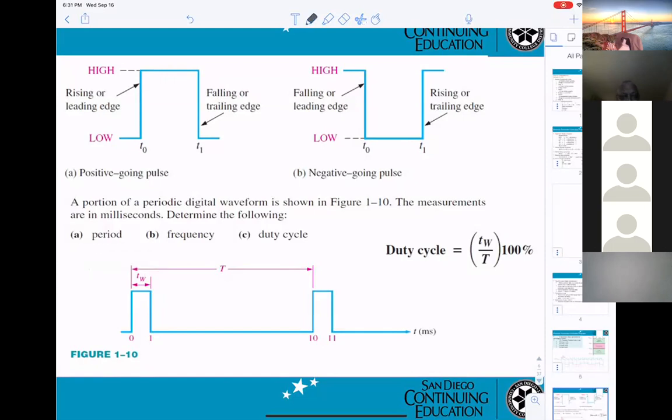Mr. Pham, are you writing on the screen? If you're writing on the screen, we can't see your writing.